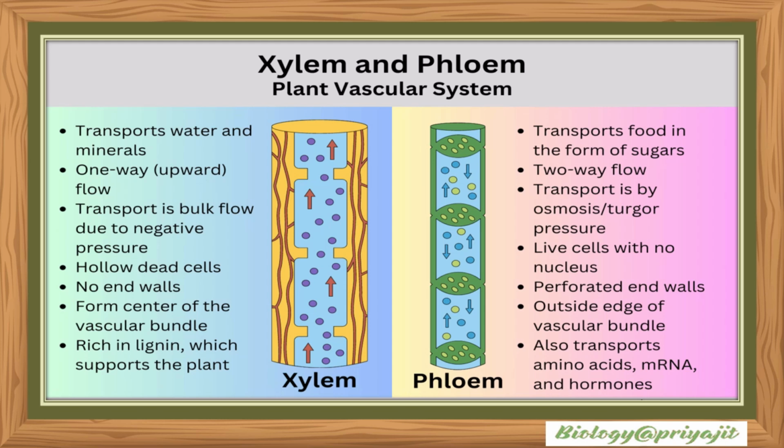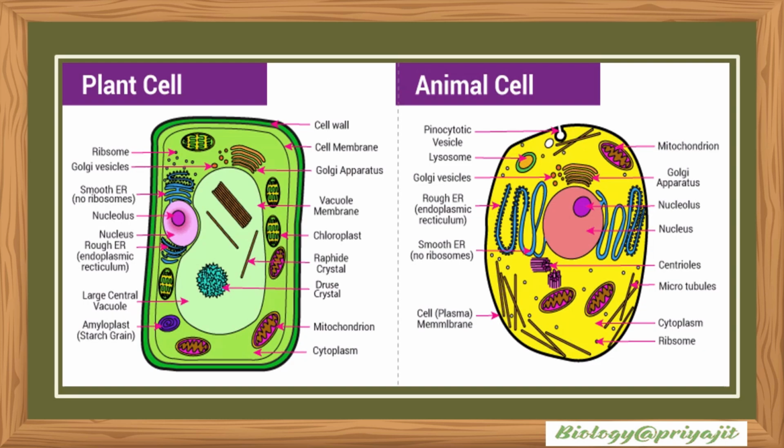Xylem forms the center of the vascular bundle, but outside, at the edge of the vascular bundle, phloem is present. Xylem is rich in lignin, which supports the plant. Phloem also transports amino acids, mRNA and hormones.